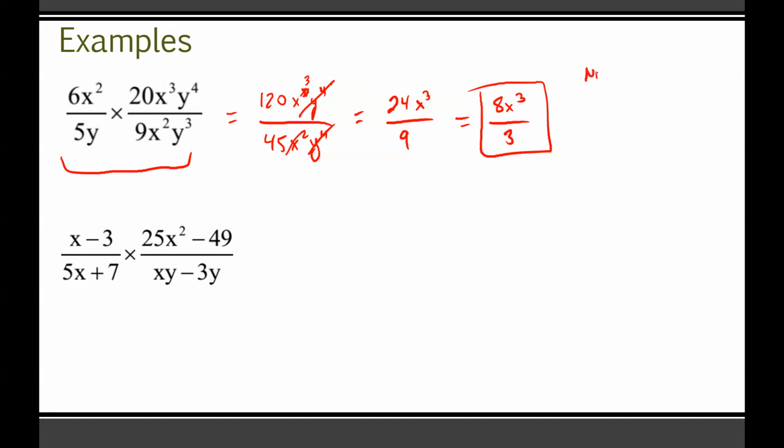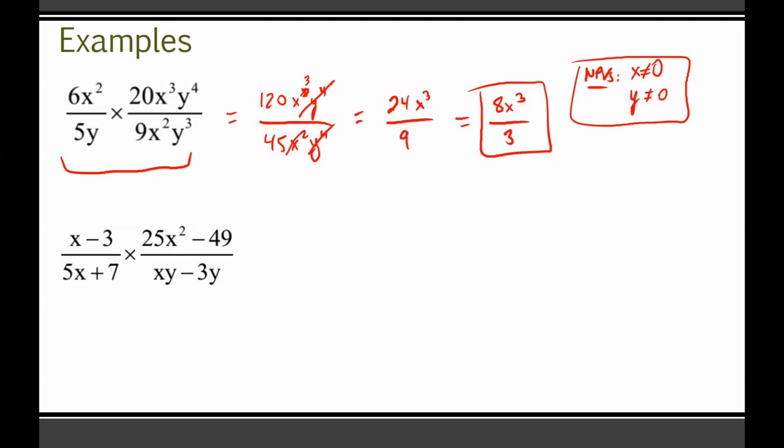Anyway, we do need to list our NPVs. So for our NPVs here, you look at anything that was ever in the denominator. Well, we had x and y in the denominator. There was no plus or minus anything to it. So we know full well it's just going to be x cannot equal 0 and y cannot equal 0. Done. There's our NPVs. That one wasn't super exciting.